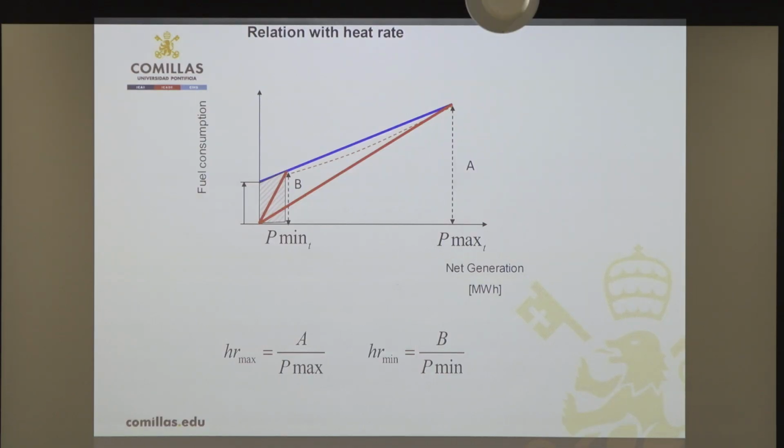This is important to remember: depending on where you are operating your thermal power plant, your unitary heat rate may change. Normally, you design the generators to be more efficient close to the maximum power, where the ratio between the power that you are producing and the amount of fuel that you are consuming is the most efficient one, right?